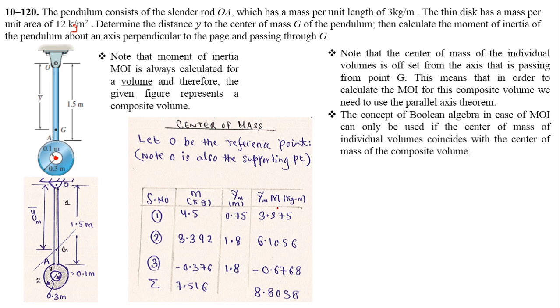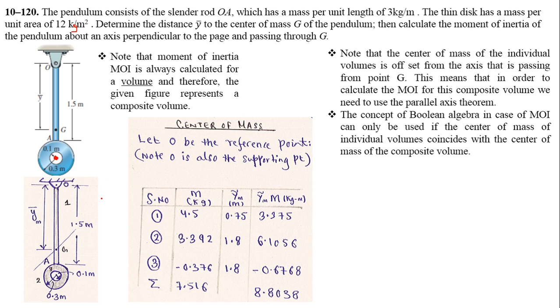The third column will be the product of the first and the second column. So 4.5 into 0.75 is 3.375, 3.392 into 1.8 is 6.1056, and minus 0.376 into 1.8 is minus 0.6768. So we have to sum this last column as well with respect to its signs. So 3.375 plus 6.1056 minus 0.6768 gives you 8.8038. So this is how this table has been constructed based on these subvolumes and the information provided in this figure.